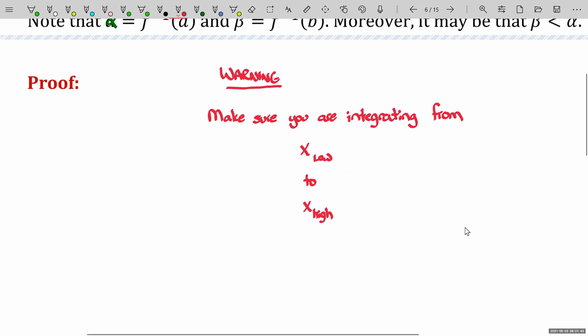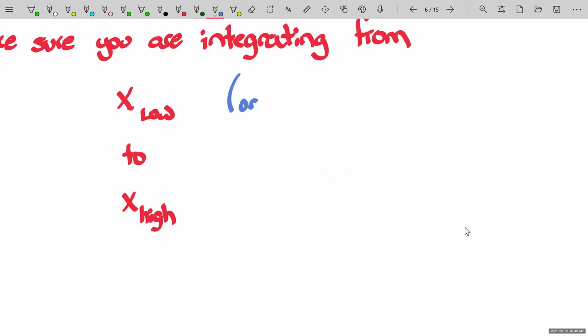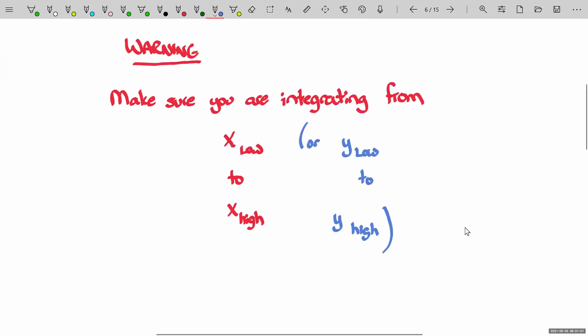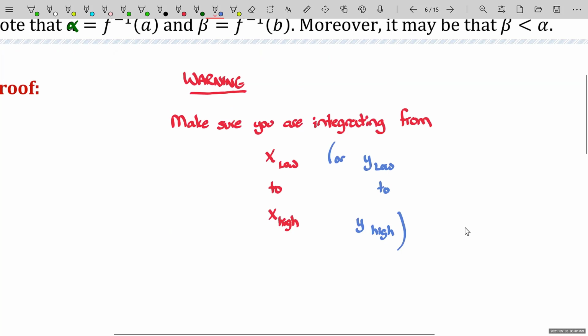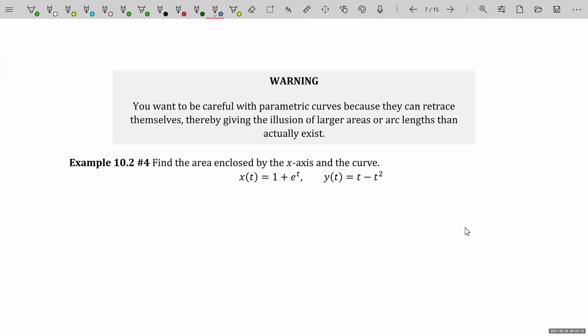By the way, the same holds if you're integrating with respect to y. Y low to y high. So that's just a heads up. Just treat it like it's a normal integral. Set it up like it's a regular old integral. And then when you switch into the world of time, ignore the fact that the time values may go from high to low. That's okay. The integral will still work out. So we'll see that in an example, I think.